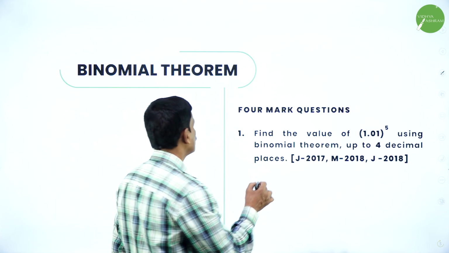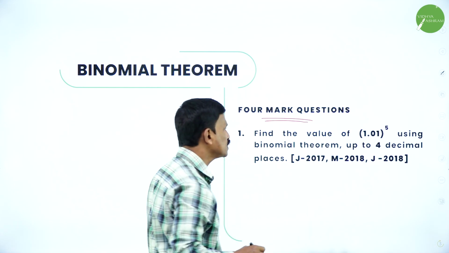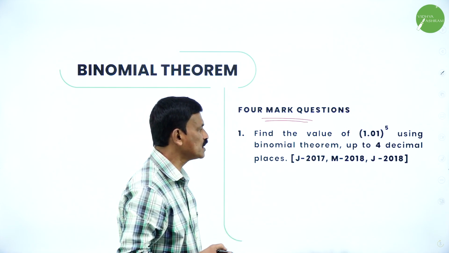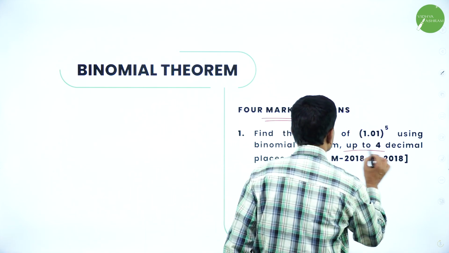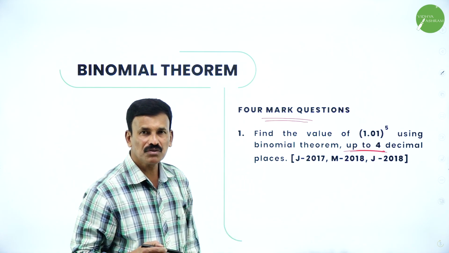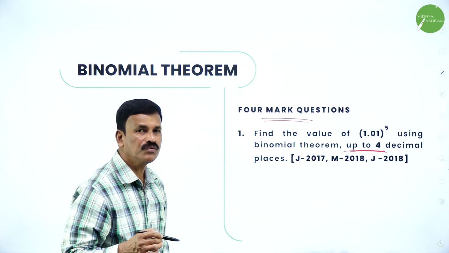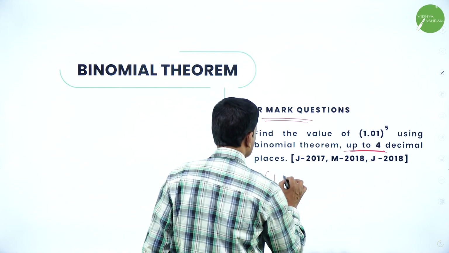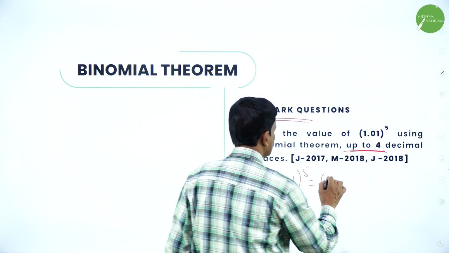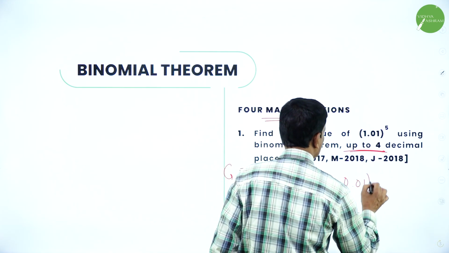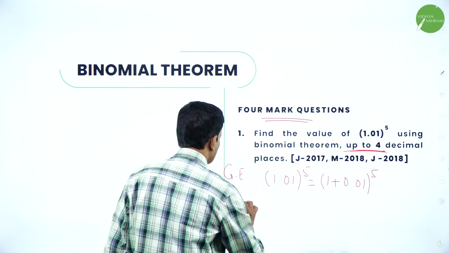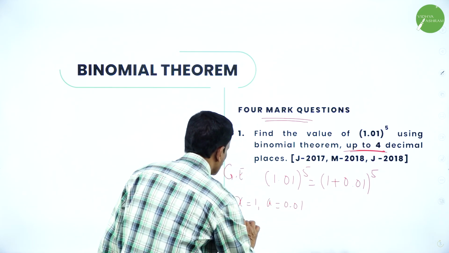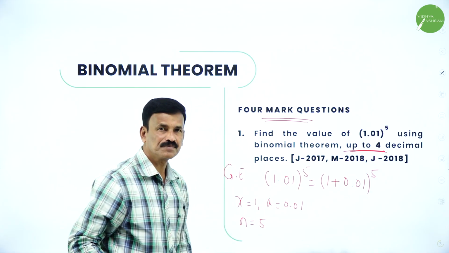Let us discuss one 4 marker question from application of the binomial theorem. Find the value of 1.01 to the power of 5 using binomial theorem up to 4 decimal places. The given expression can be written as (1 plus 0.01) to the power of 5. If you observe carefully here, x is equal to 1, a is equal to 0.01 and n is equal to 5.